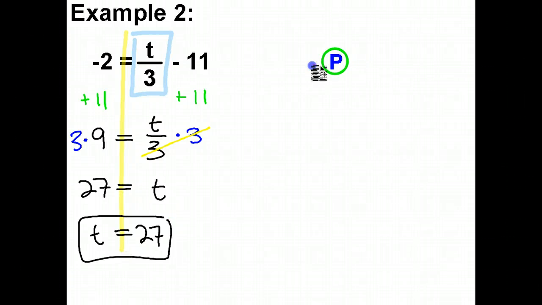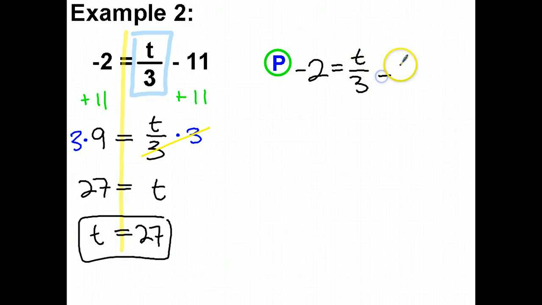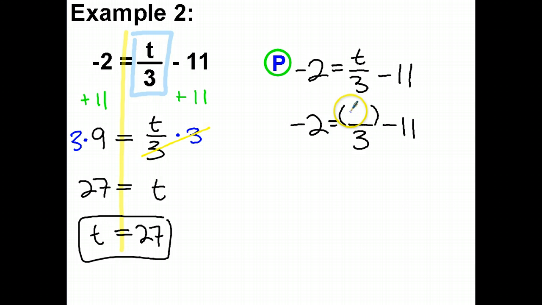All right, don't forget, we need to do a little proof. So we recopy our original problem: negative 2 equals t over 3 minus 11. And then we go through and substitute in our value for t. This time around, t is 27.